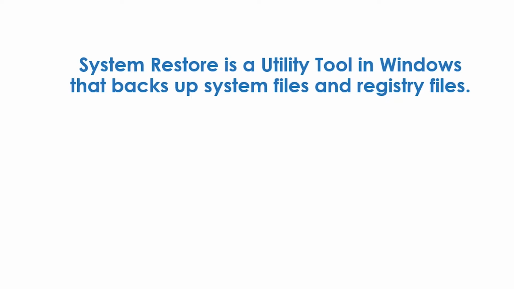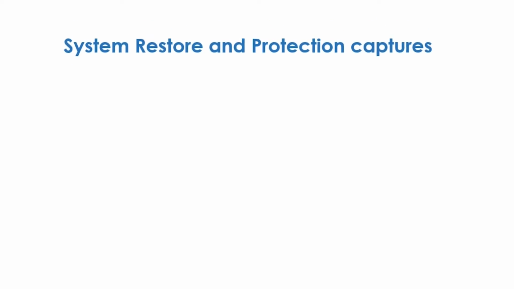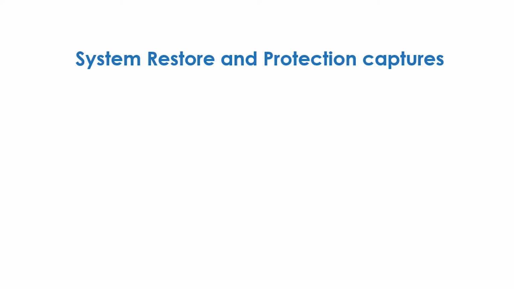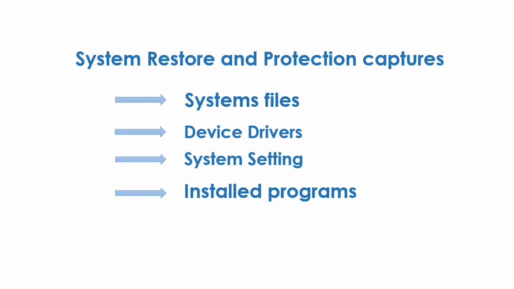System Restore and Protection is a utility tool in Windows that backs up system files and registry files. This tool restores your computer back to the early state when everything was working and the restore point was created. System Restore and Protection captures system files, device drivers, system settings, and installed programs.